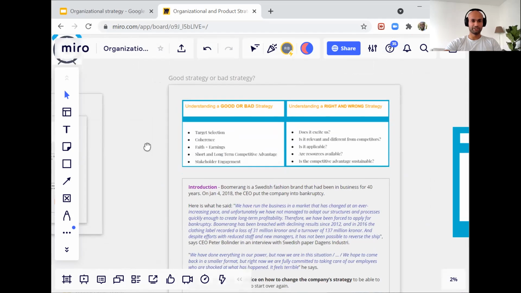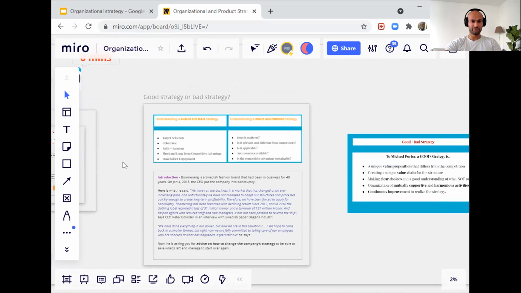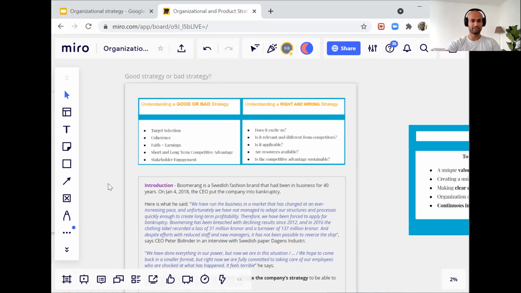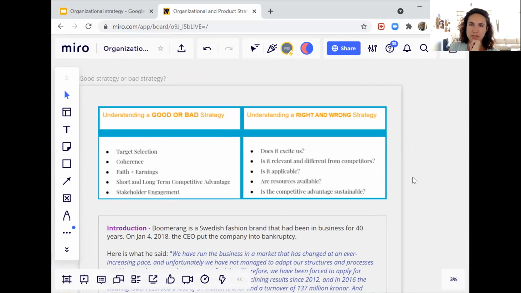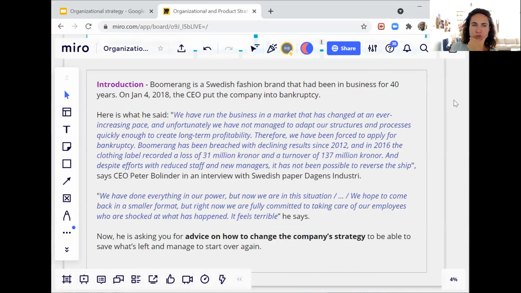Then if there are no questions, do we want to jump into the scenario that we have prepared, Inanc? Yeah, as you might remember, we had talked at the beginning of the presentation about good or bad strategy and what was right and wrong strategy. We had a small checklist of five items. And here in this scenario, it's a real case, a Swedish textile fashion company called Boomerang, which went bankrupt in 2018.